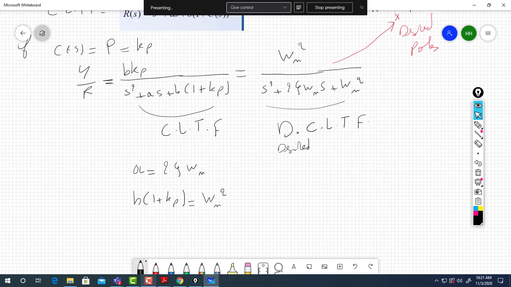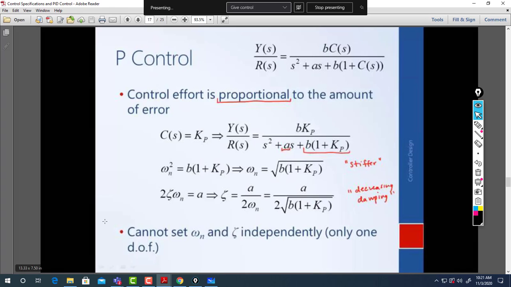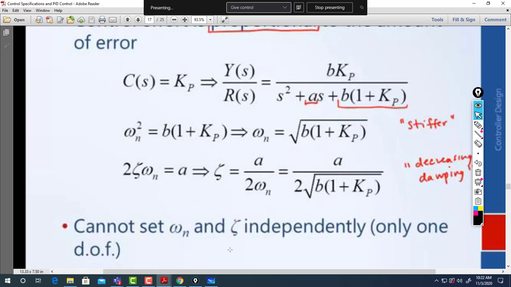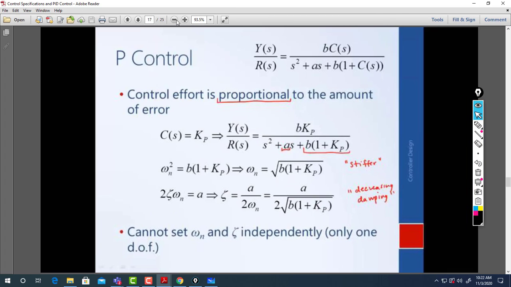Here he mentioned something which is good also to know. In this particular system, if you decide you have a second order system and you want to have only a proportional controller, then you cannot set omega n and zeta independently. You cannot set omega n and zeta independently, which means you have only 1 degree of freedom here.